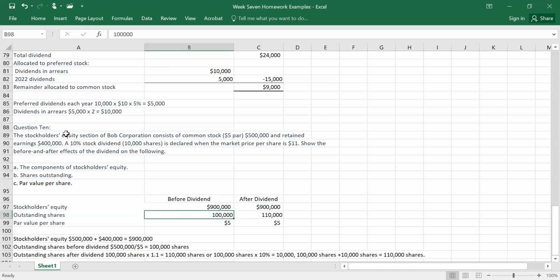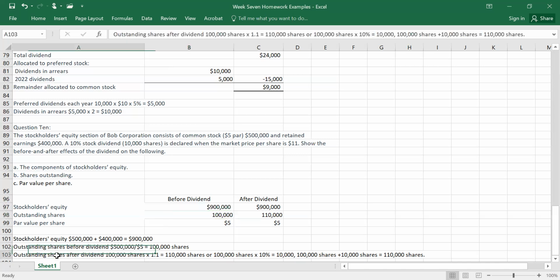Shares outstanding, there were 100,000. And the way we figure out the outstanding shares is 500,000 divided by $5 per share, which means there have to be 100,000 shares. So that's before the dividend. After the dividend, we have more shares.